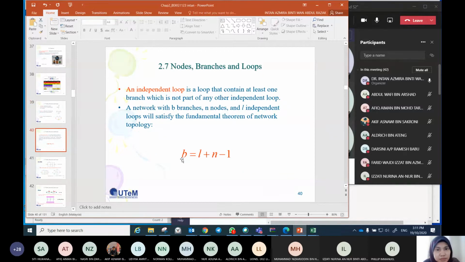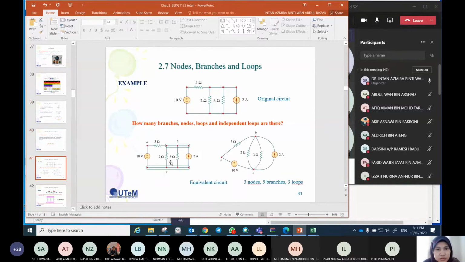Okay, never mind. So if we look at this picture, how many nodes are there? Three nodes. Okay. Actually, this is one node. This is also a node. This is a node. Okay. All the red dotted points are nodes.